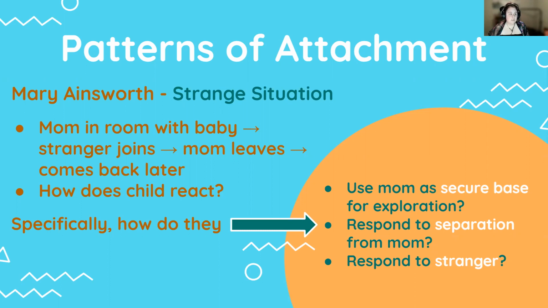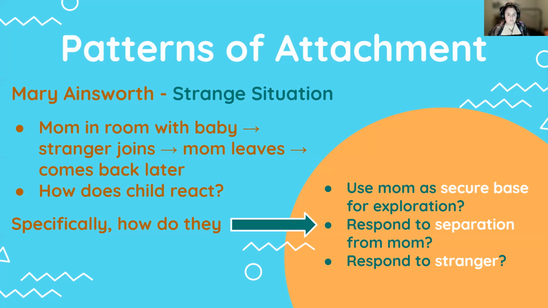So we'll talk about Mary Ainsworth. Mary Ainsworth created the strange situation procedure, and this is assessing different patterns of children's attachment to mothers. The method here is that mothers are in a room with the baby playing. Eventually, a stranger joins, sits nearby, maybe introduces himself to the baby. Then the mother leaves the room and comes back later. So that's the general procedure.